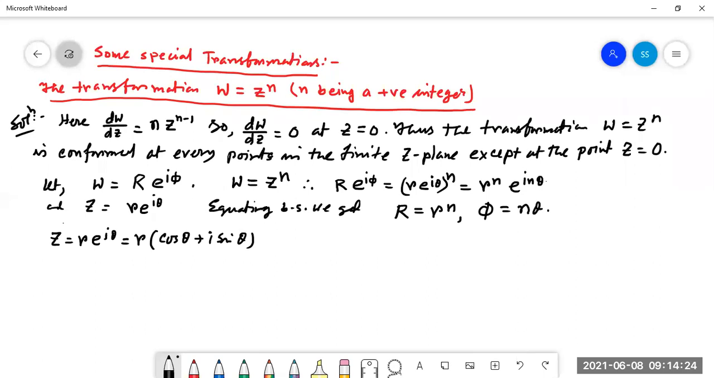So if we equate both sides, then capital R should be small r whole to the power n, and phi equal to n theta. So in the Z plane, what was the coordinate? Small r, theta. And in the W plane, what was the coordinate? Capital R, phi, isn't it? We are taking that W equal to R e to the power i phi. So in the W plane polar form, what is the coordinate? Capital R comma phi. And the Z plane is taken as small r e to the power i theta. So what will be the coordinate? Small r, theta.